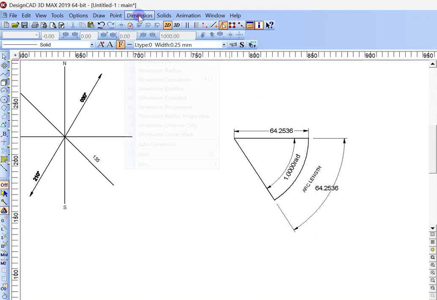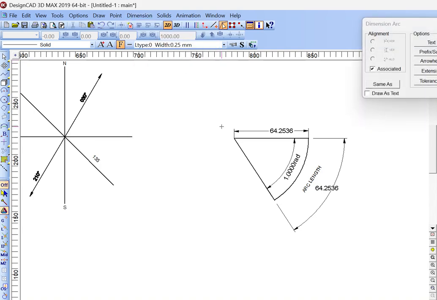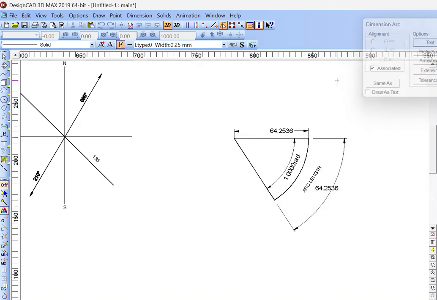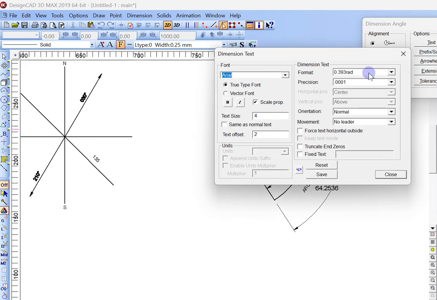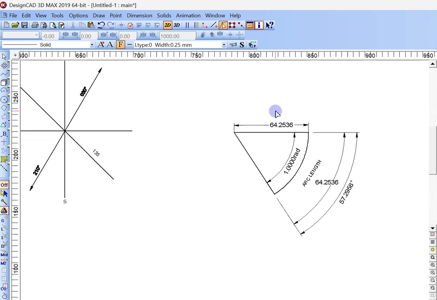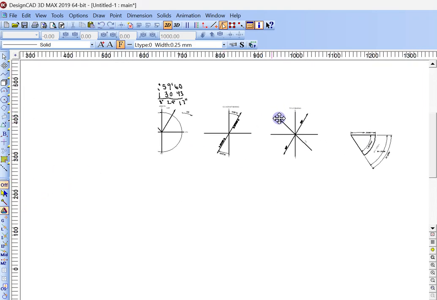Draw, dimension, arc, text, format, precision. I don't think I'm doing something wrong. Alt-M-A. And then go text. Let's just go degrees, decimal degrees to fourth decimal place, right? And then that's what 1 radian is, that many degrees. 2958, yeah. All right, so then there's that. And then I think that's pretty much for what the angles are.